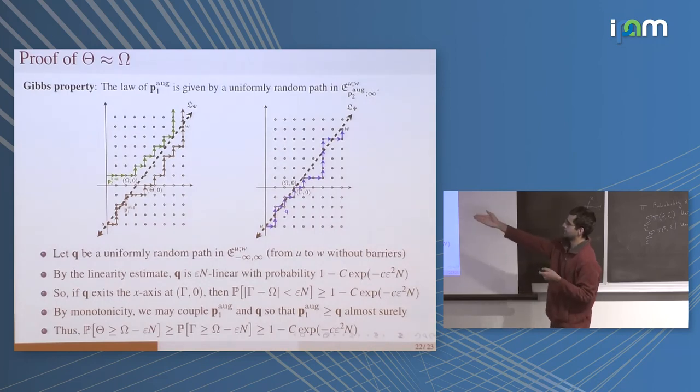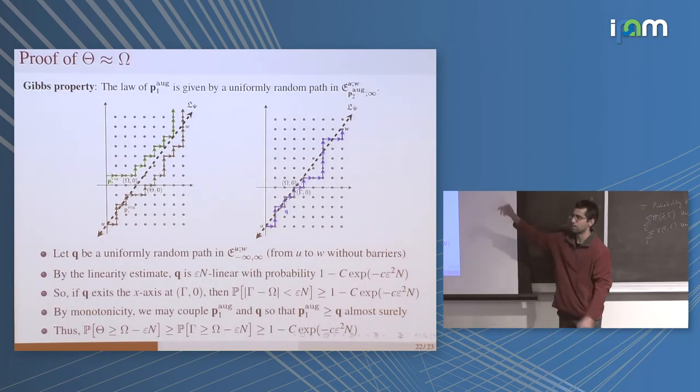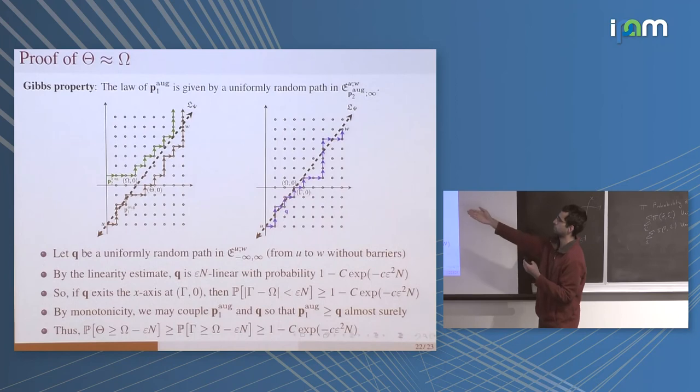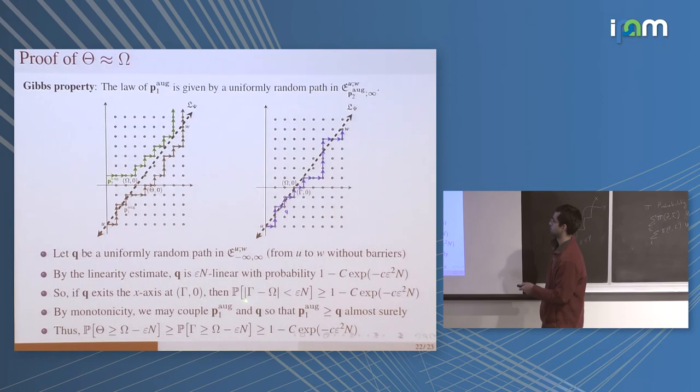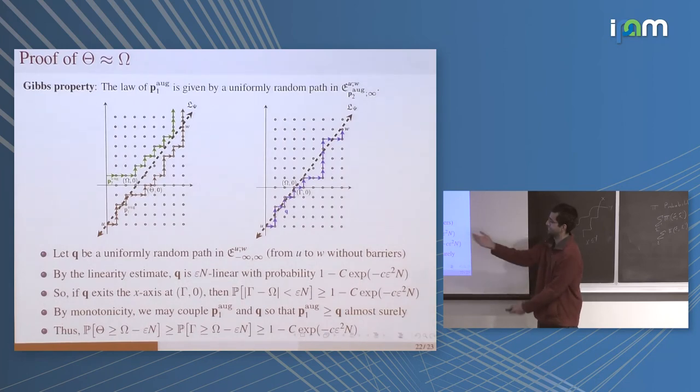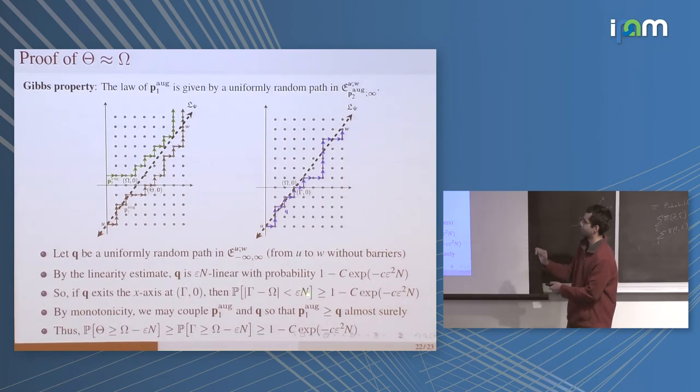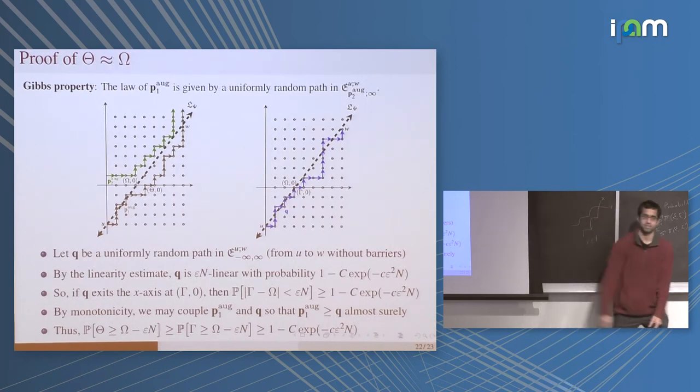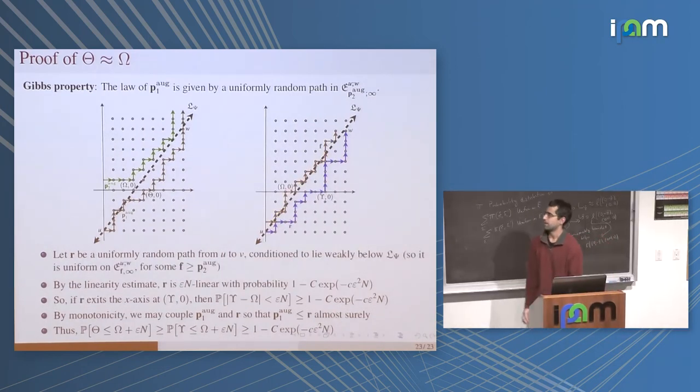Now, by the monotonicity, I can couple the brown and the blue path so that the brown lies below the blue, which corresponds to theta being greater than gamma. So I can couple them in such a way that almost surely theta is greater than gamma. So that's this bullet point here, and this is telling me that the probability that theta is bigger than something is at least the probability that gamma is bigger than something. But from this point here, I know that gamma is approximately equal to omega. So this is telling me more or less, up to some error of epsilon n, that theta is basically going to be bigger than omega. So that gives me a lower bound on theta.